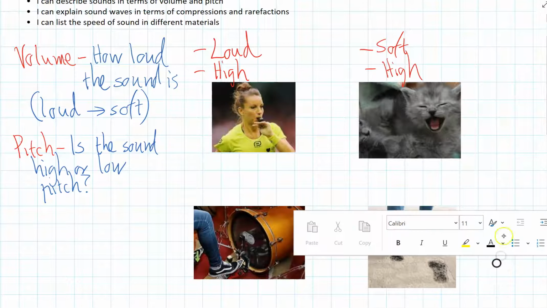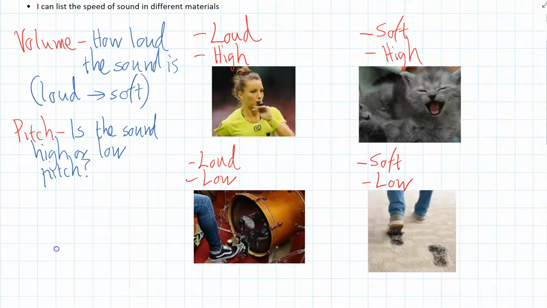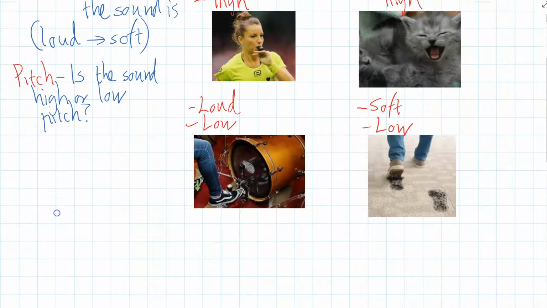If someone's down here on the drum kit kicking the kick drum, that's a low-pitched sound and it's pretty loud. So loud and low pitch. And then someone walking just with normal footsteps on the carpet, it's low pitch, but it's pretty quiet. So we'd say soft and low pitch. So for every sound, you should be able to think, okay, what's the volume and what's the pitch? And those two words relate back to the actual sound wave, as we'll learn later.